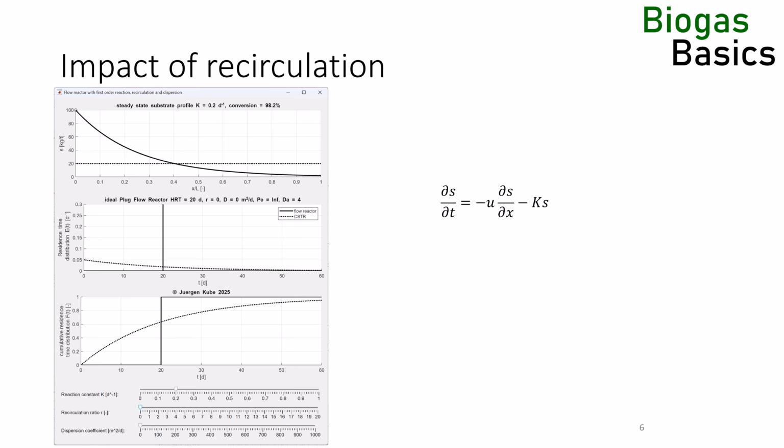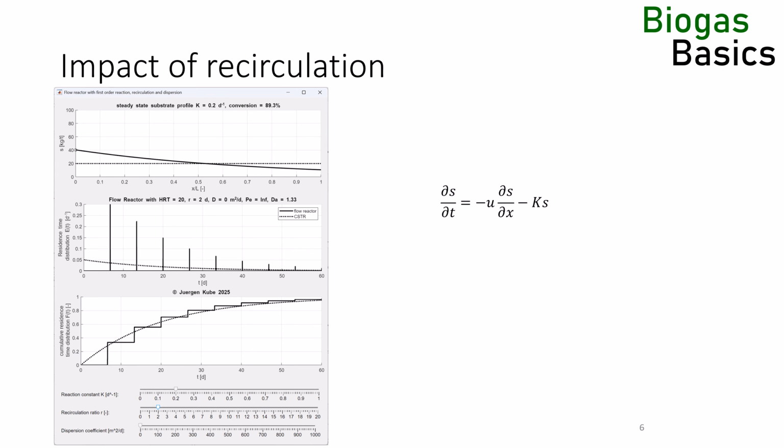We can now increase the recirculation rate. The higher the recirculation rate, the faster the fluid elements travel through the reactor and the more the substrate will be diluted at the inlet of the reactor. As we increase the recirculation rate from 1 to 2 to 3 to 4 to 8 to 16 and finally to 20, both the substrate profile and the residence time distributions approach the CSTR behavior.